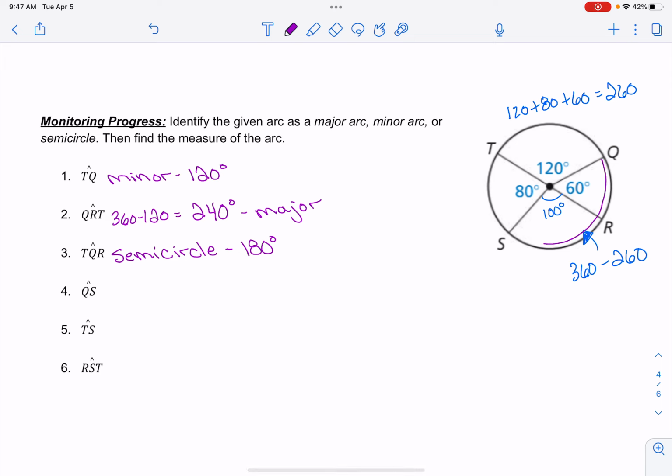Q and around to S. Again, remember it's 2 points. That means that it has to be minor without even figuring out the measurement. The fact that it's only 2 points means that it has to be minor. So we can go ahead and say minor, and then it's going to be 100 plus 60, so it's going to be 160 degrees.